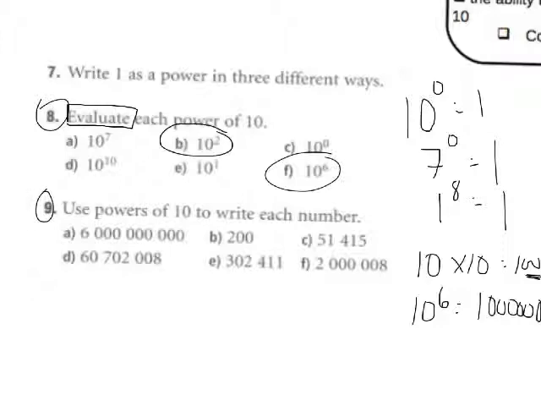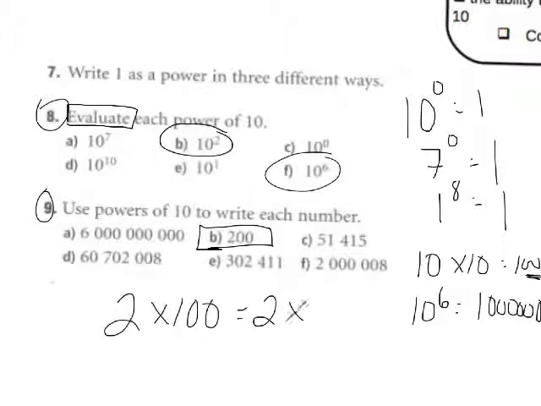Number 9, use powers of 10 to write each number. I'll do one that's easy for me. This will be the same as 2 multiplied by 100, which is the same as 2 multiplied by 10 to the power of 2. Now it's getting a little bit more complicated, so I'm going to try to erase some of this.